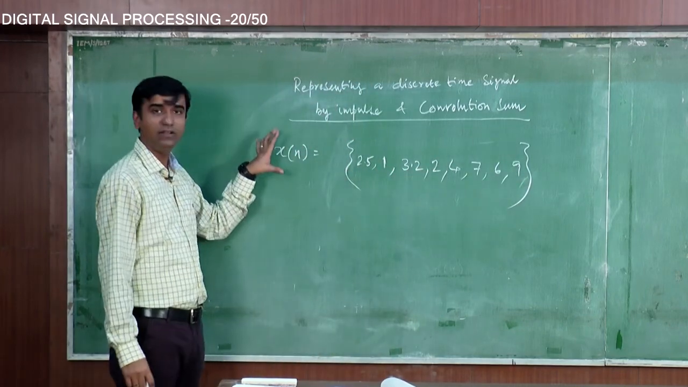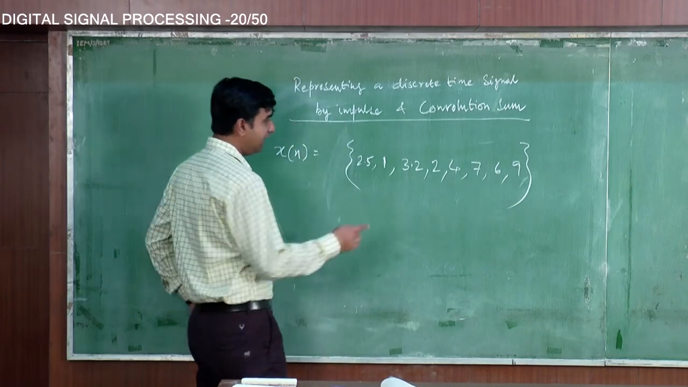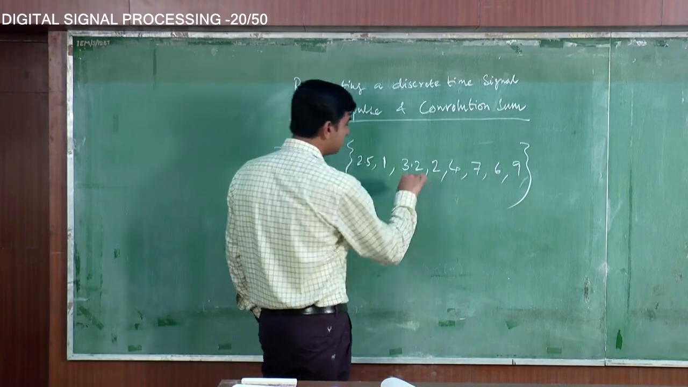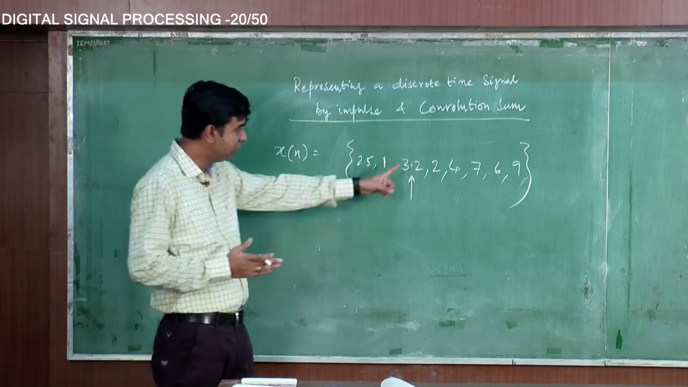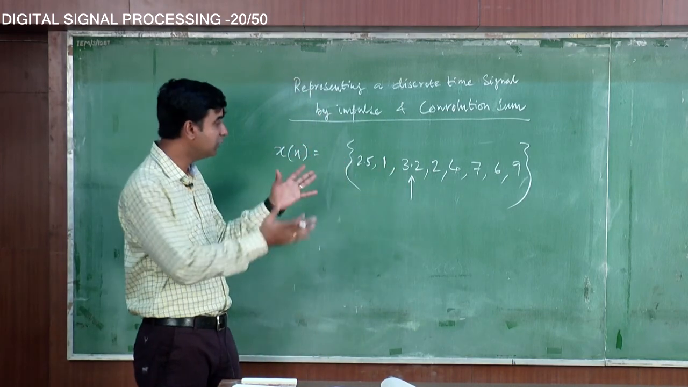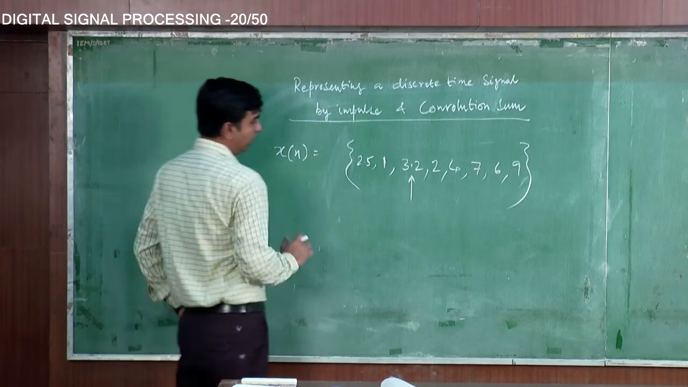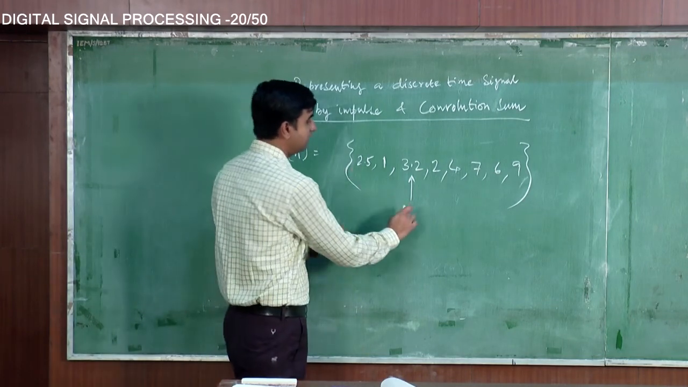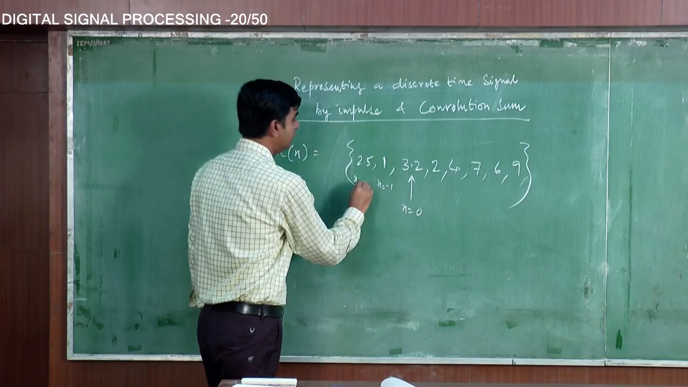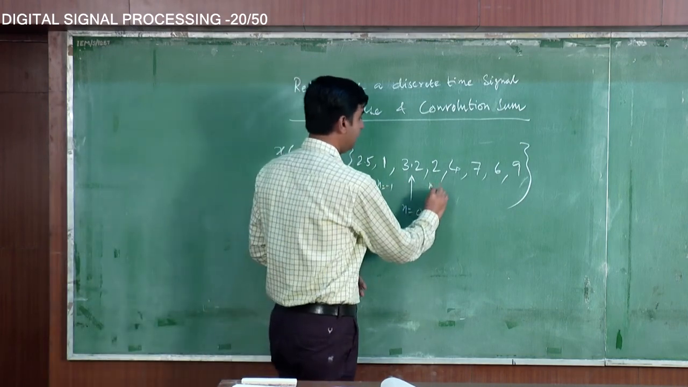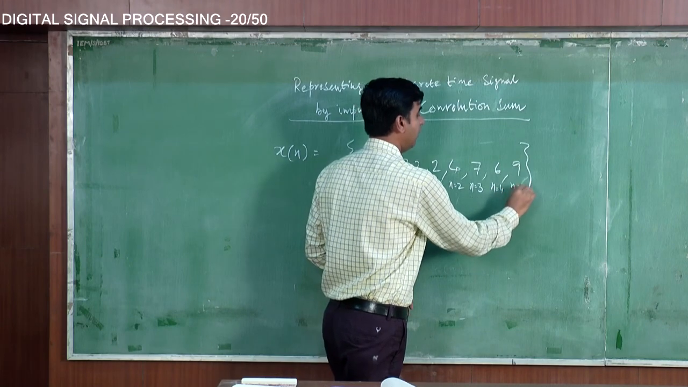So in this x of n, which is a discrete time signal, we have 8 values, and let us say the origin is here. By arrowhead, as we have already discussed, we define the origin, or 0, at the point where the arrowhead is. That is the way of representing a discrete time signal by sequence. So we can clearly see that this is n is equal to 0, this is n is equal to minus 1, this is n is equal to minus 2, this is n is equal to 1, this is n is equal to 2, n is equal to 3, n is equal to 4 and n is equal to 5.